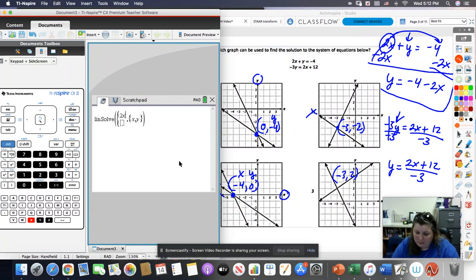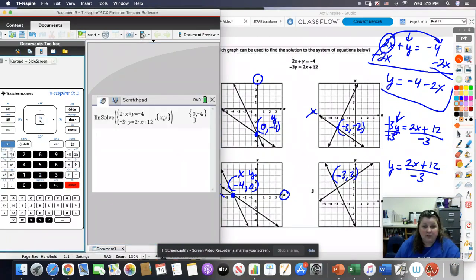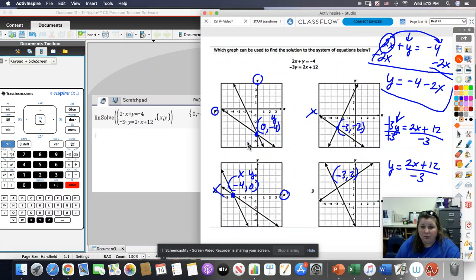2x plus y equals minus 4, over negative 3y equals 2x plus 12. You type the equations exactly like you see them, and you just hit enter. And so that's 0 and negative 4. F, same answer.